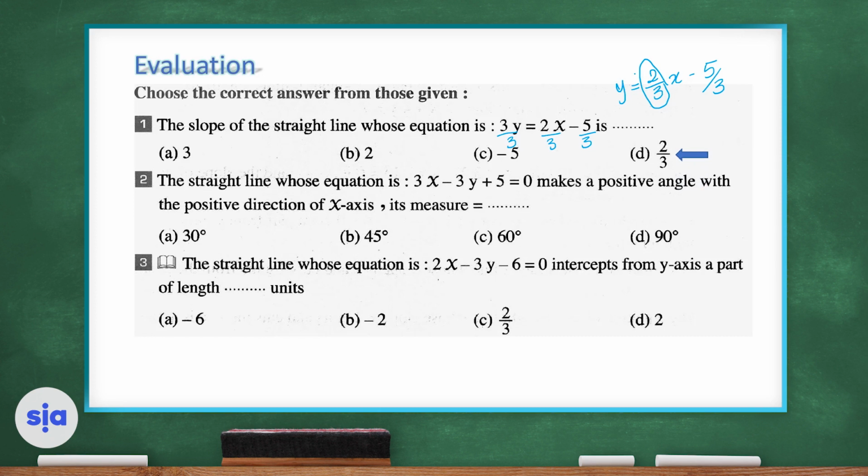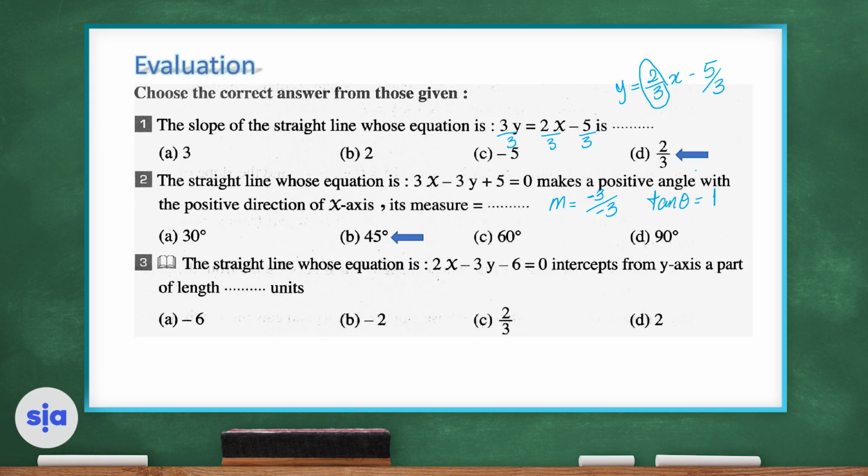Question 2. The straight line whose equation is 3x minus 3y plus 5 equals 0 makes a positive angle with the positive direction of the x-axis. Then its measure is what? We know that the slope equals tan theta. Then the slope in this case is negative coefficient of x over coefficient of y. So tan theta equals 1, then theta equals 45. So the right choice in question 2 is choice B.